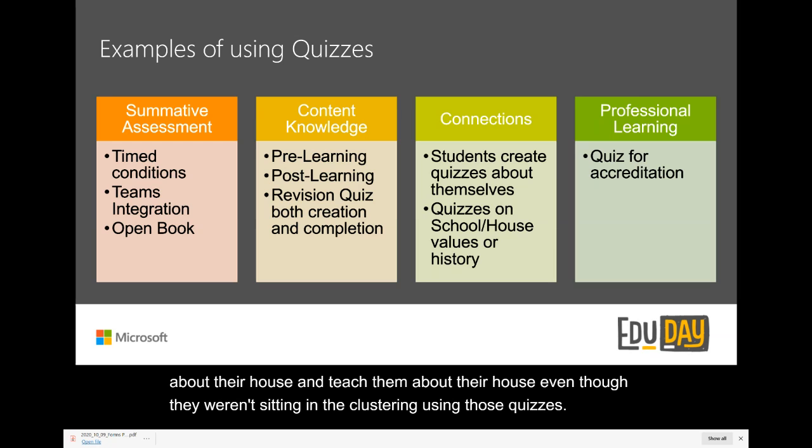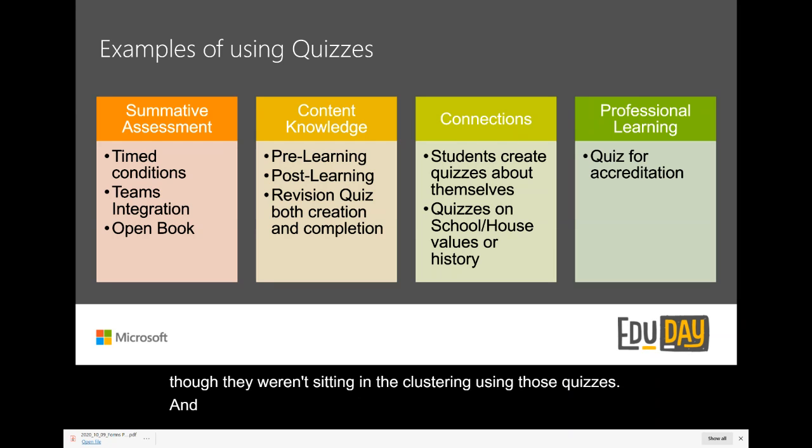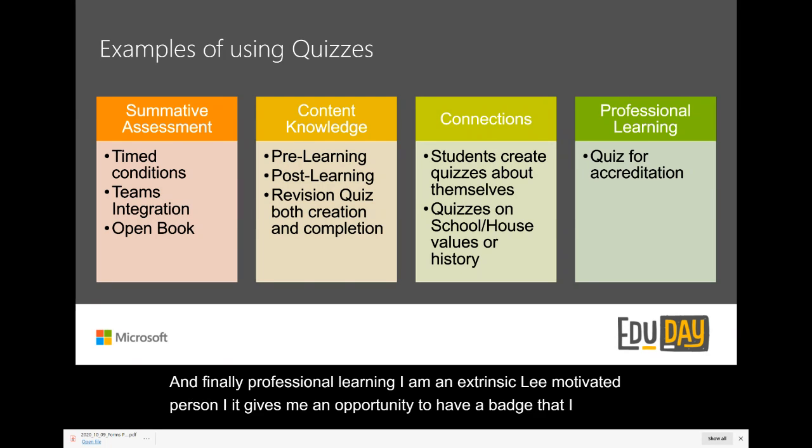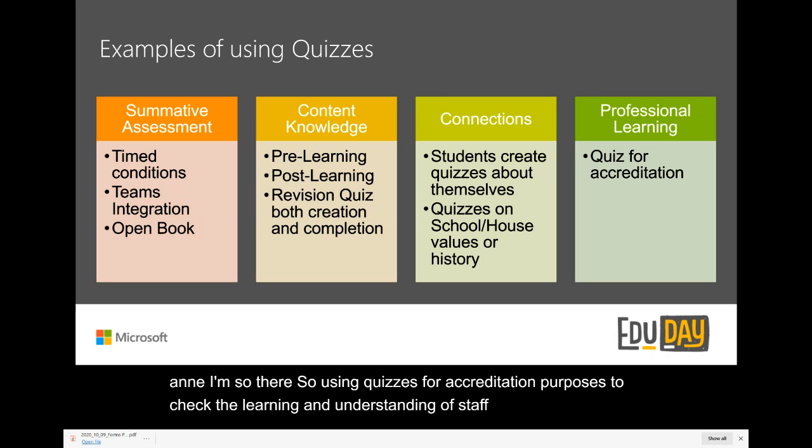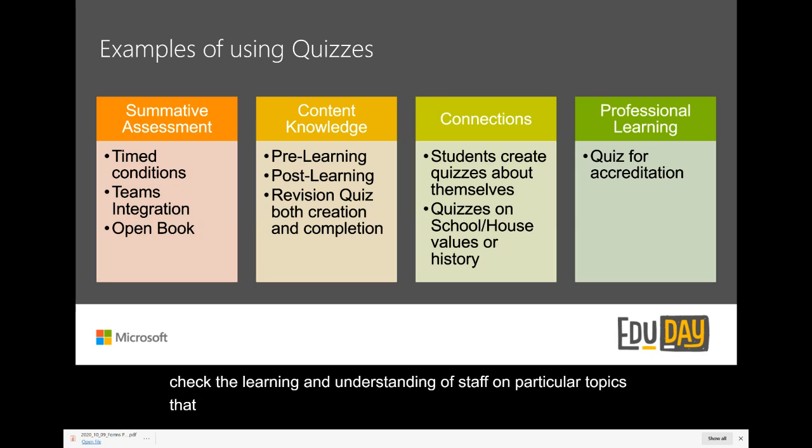And finally, professional learning. I'm an extrinsically motivated person. It gives me an opportunity to have a badge that I can tweet, and I'm so there. So using quizzes for accreditation purposes to check the learning and understanding of staff on particular topics that you've been doing in PL, and then awarding them a badge afterwards is a fun way of doing some PL.